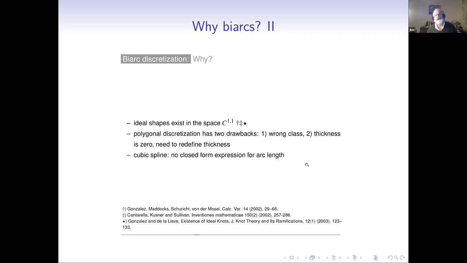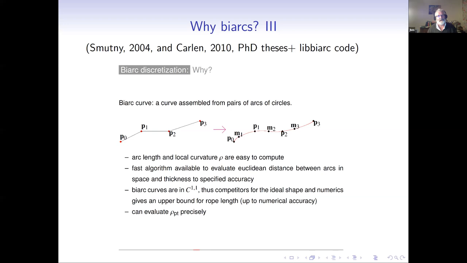But the main reservation about cubic splines is that there's no closed form expression for arc length. You could do it by quadrature, but if you don't have arc length, there's no closed form expression for curvature, never mind torsion. Of course you can numerically approximate all these things, but for biarcs, you don't need to. They're arcs of circles, so you know the length, you know the curvature, and you even know the torsion, because the torsion is localized delta functions. It's just the angle between the planes of the circles. They're just beautiful. You can tell I like that.